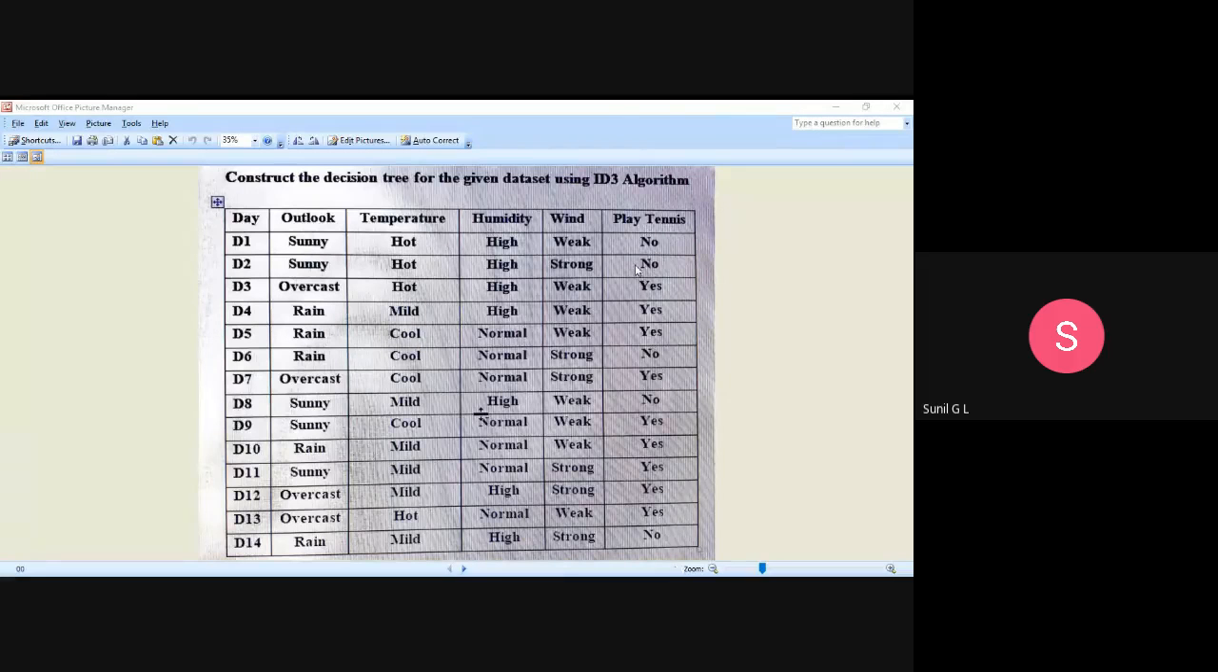So here, the target variable is play tennis, and the values are yes or no. Based on this, we need to construct a decision tree.